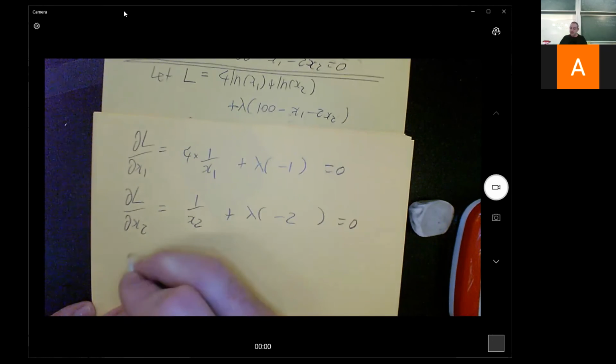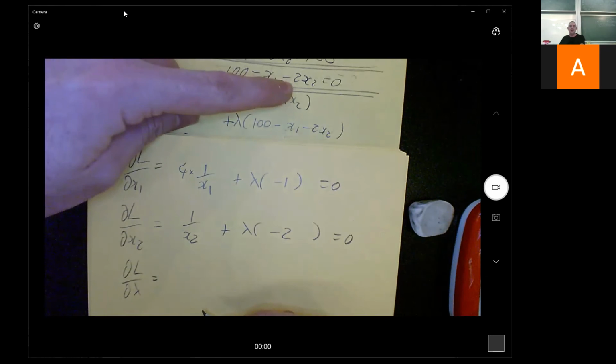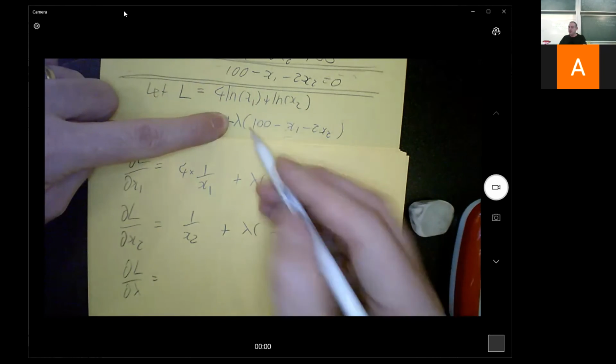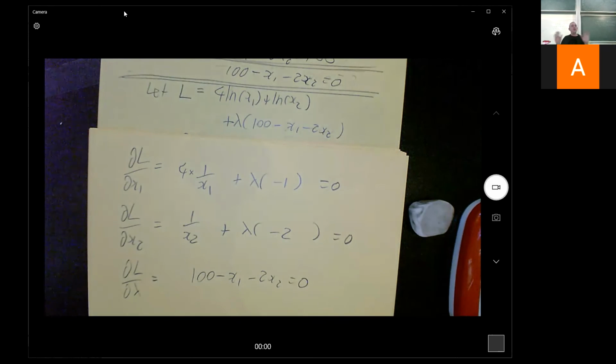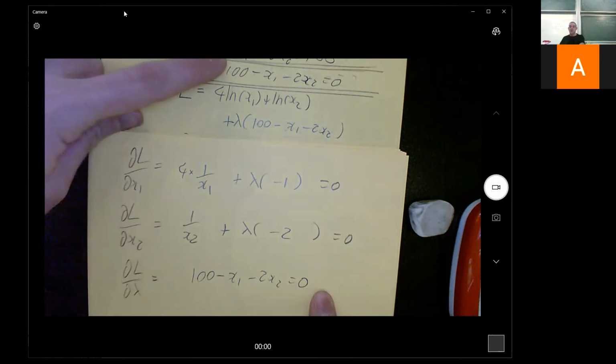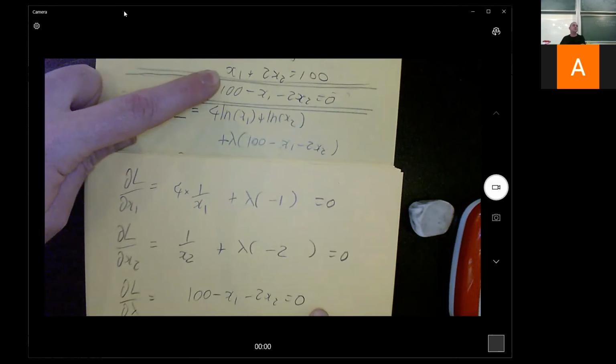And finally, dL on dlambda. That doesn't have a lambda, that doesn't have a lambda, and this is the constant next to the lambda, so it will be that constant. And it always works out that this is the same as the original constraint that we wrote down, basically.